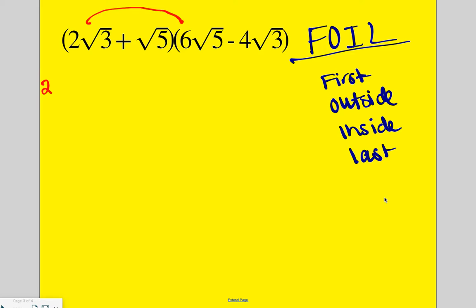So this is the same as 2 times 6. And in our radical, we have 3 times 5. So 2 times 6 is 12. And 3 times 5 is 15. So we have 12 square roots of 15. That's our first.